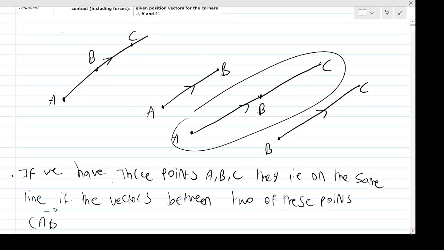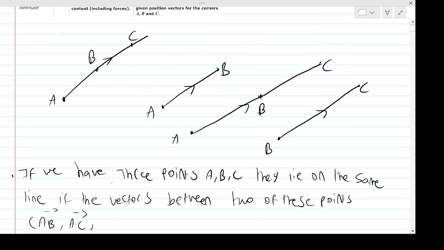have A to C, or we could have B to C, right? So just the vector between any 2 points on this line, they're parallel, right? And that means then that they're multiples of each other, right? Because remember, parallel vectors, they're both parallel if they're multiples of one another.